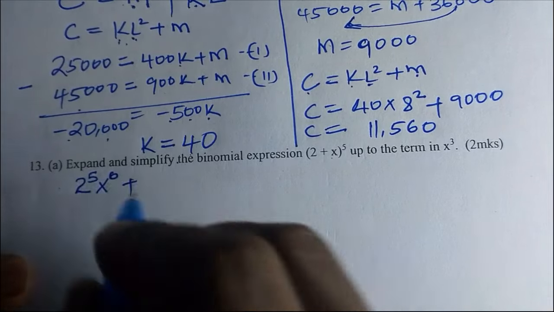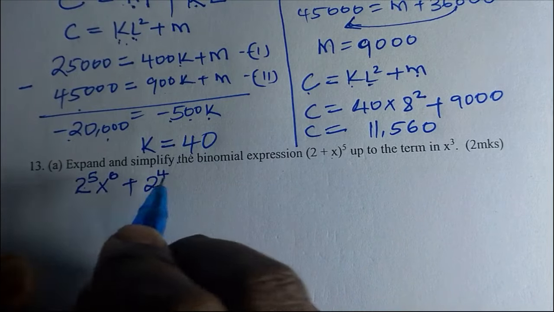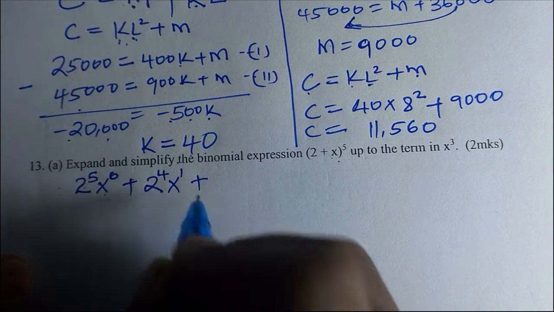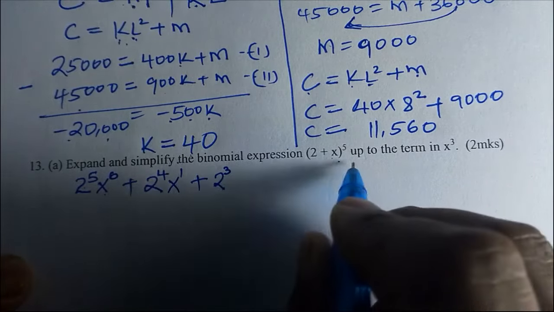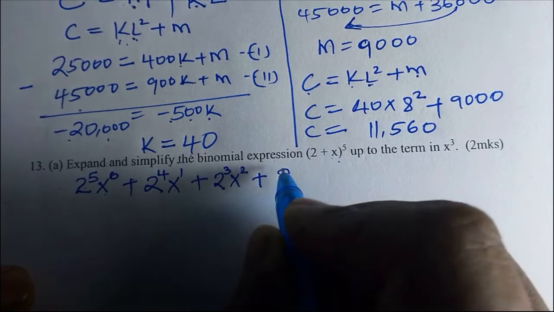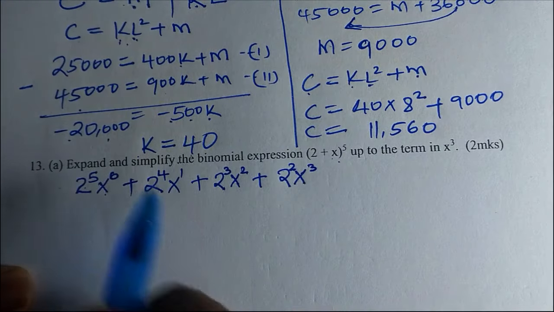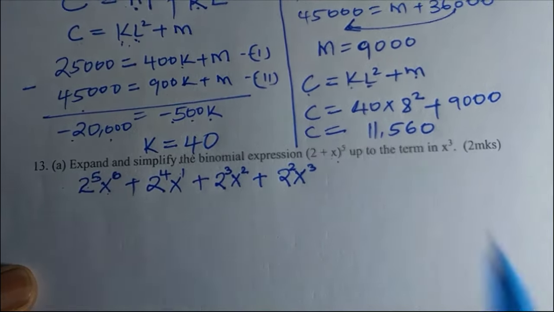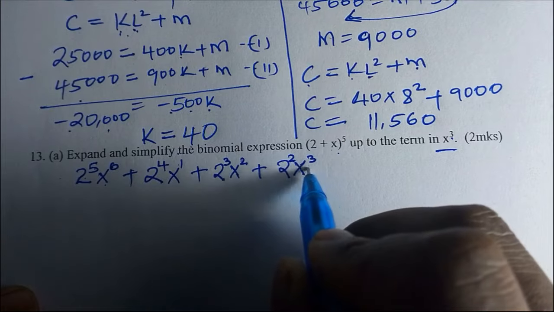The power of the first term will be decreasing, while the power of the second term will be increasing. X raised to power 1 plus 2 raised to power 3, x raised to power 2 plus 2 raised to power 2, x raised to power 3. Always, when you add the powers, the answer should always be 5. We were told up to x raised to power 3. I have reached power 3. There's no need of continuing.